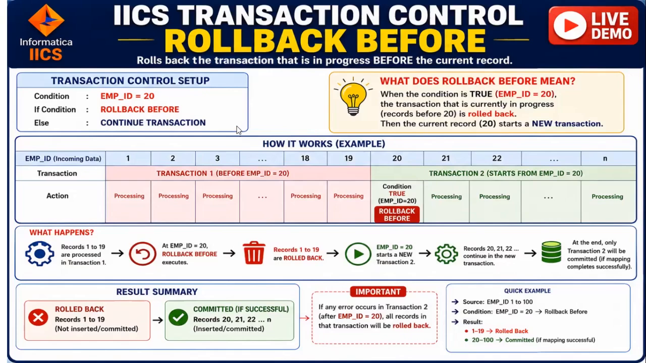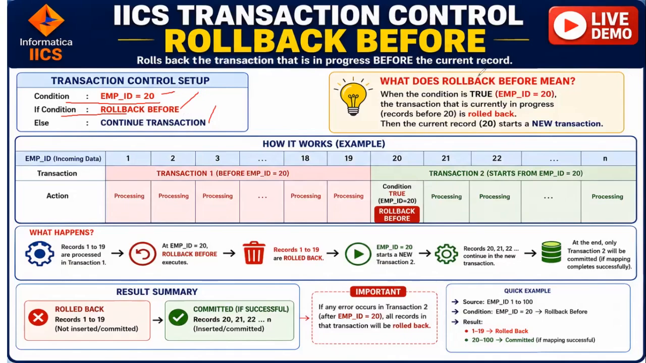Whenever we do the rollback before, all the records before the particular condition ID get rolled back, in the sense that they get discarded, and from the record next to that, a new transaction starts. For example, if in the transaction control transformation we have given the condition as employee ID equal to 20, with the transaction control condition as rollback before, then if this condition is satisfied, do the rollback before, otherwise continue the transaction.